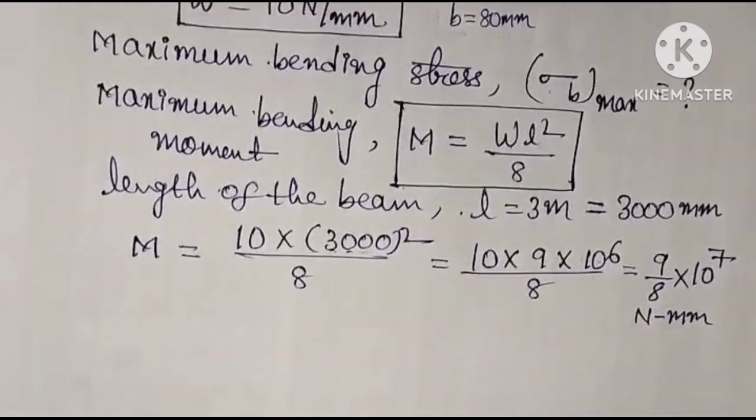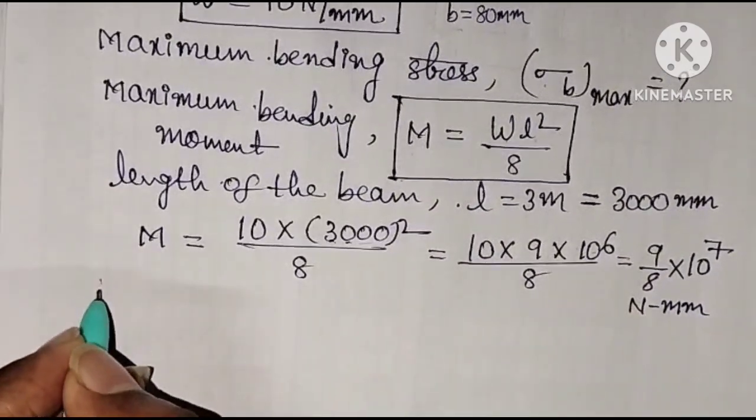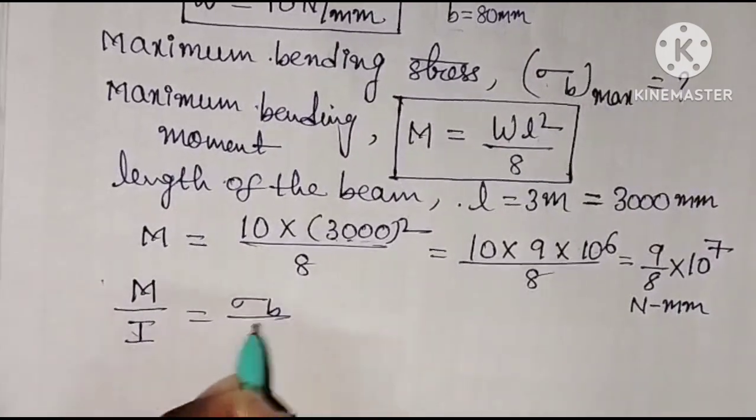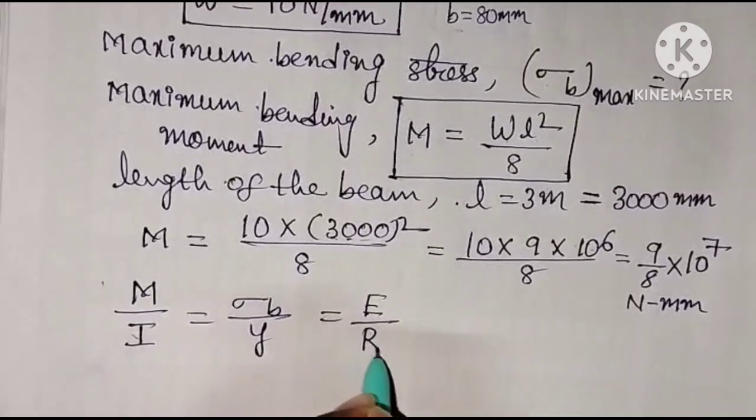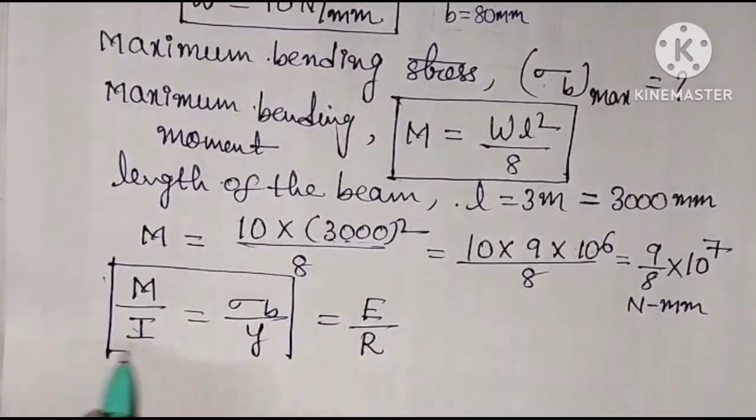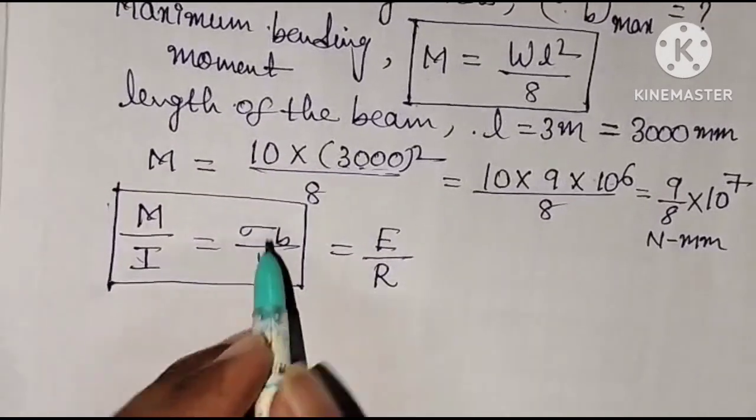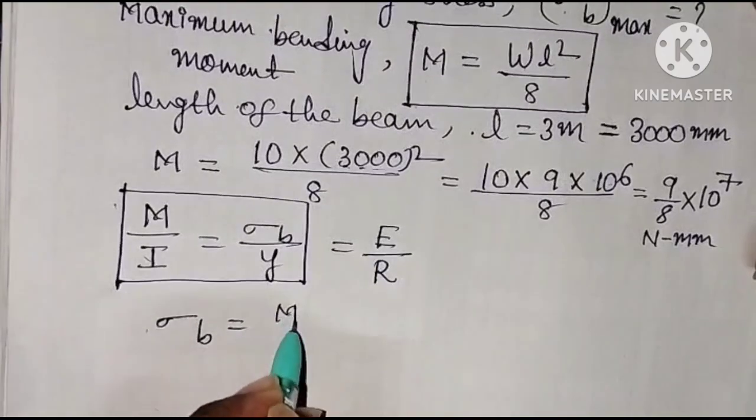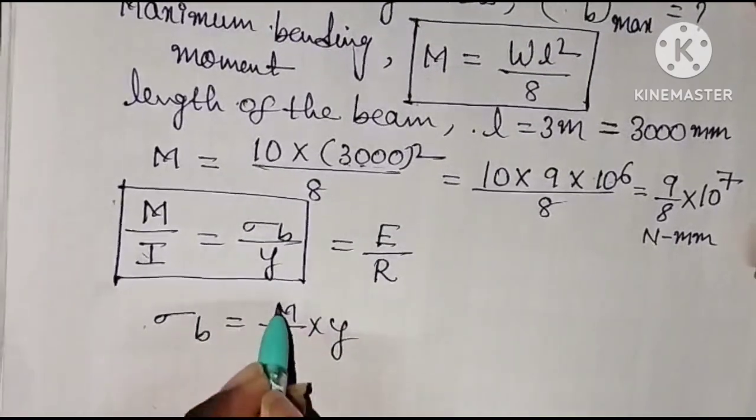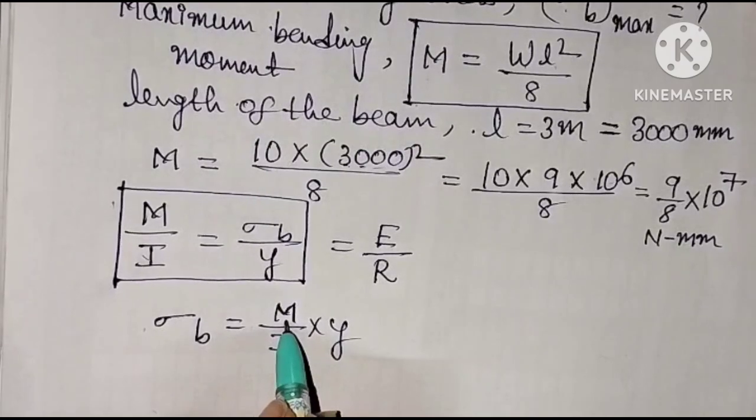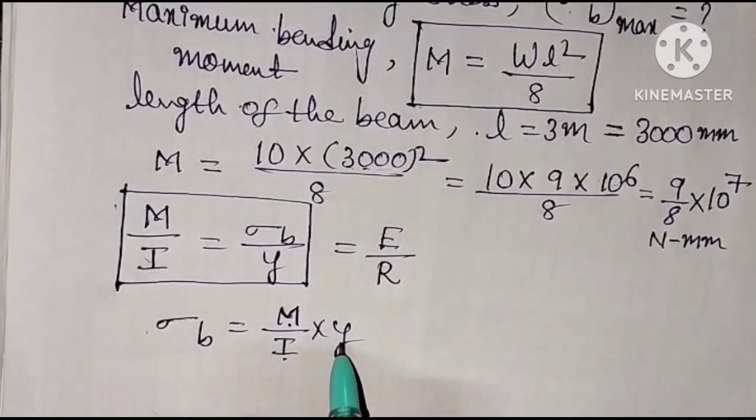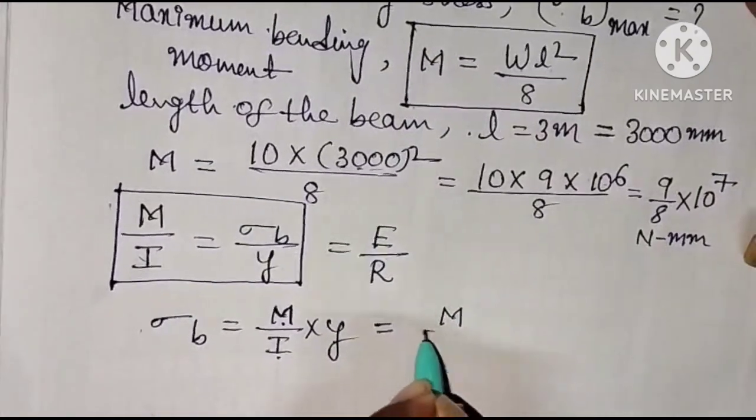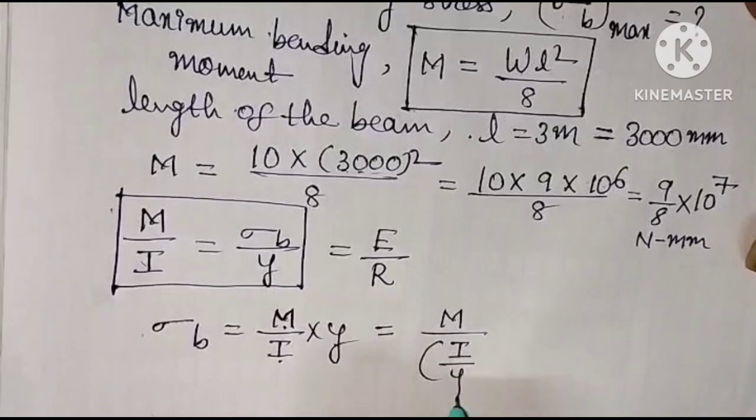Now we need maximum bending stress. According to theory of simple bending, M by I is equal to sigma B by Y is equal to E by R. Let us consider M by I is equal to sigma B by Y. So from this equation, sigma B is equal to M by I into Y. Here M means bending moment, I means moment of inertia, Y means distance from neutral axis to the outer layer. It can be rewritten as M divided by I by Y.